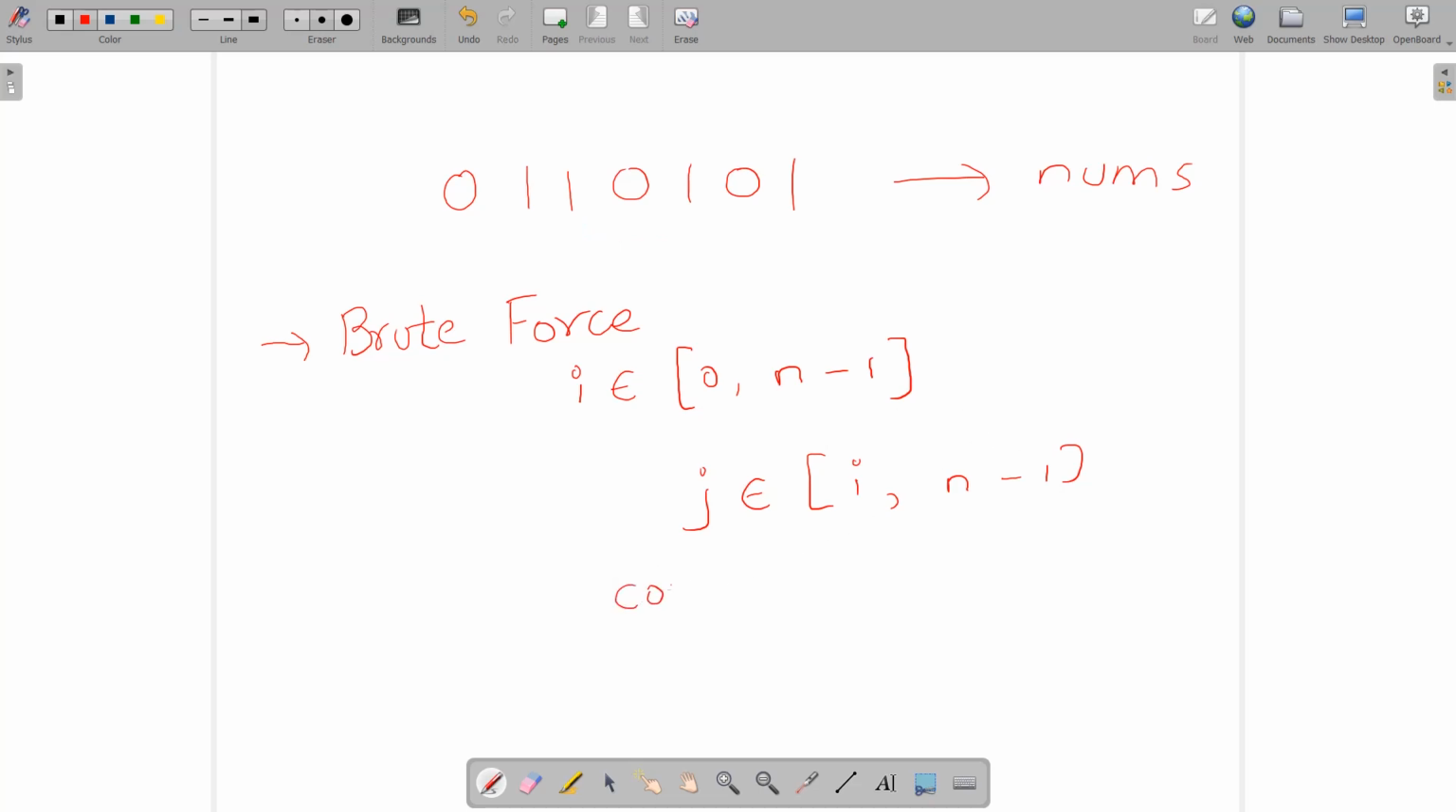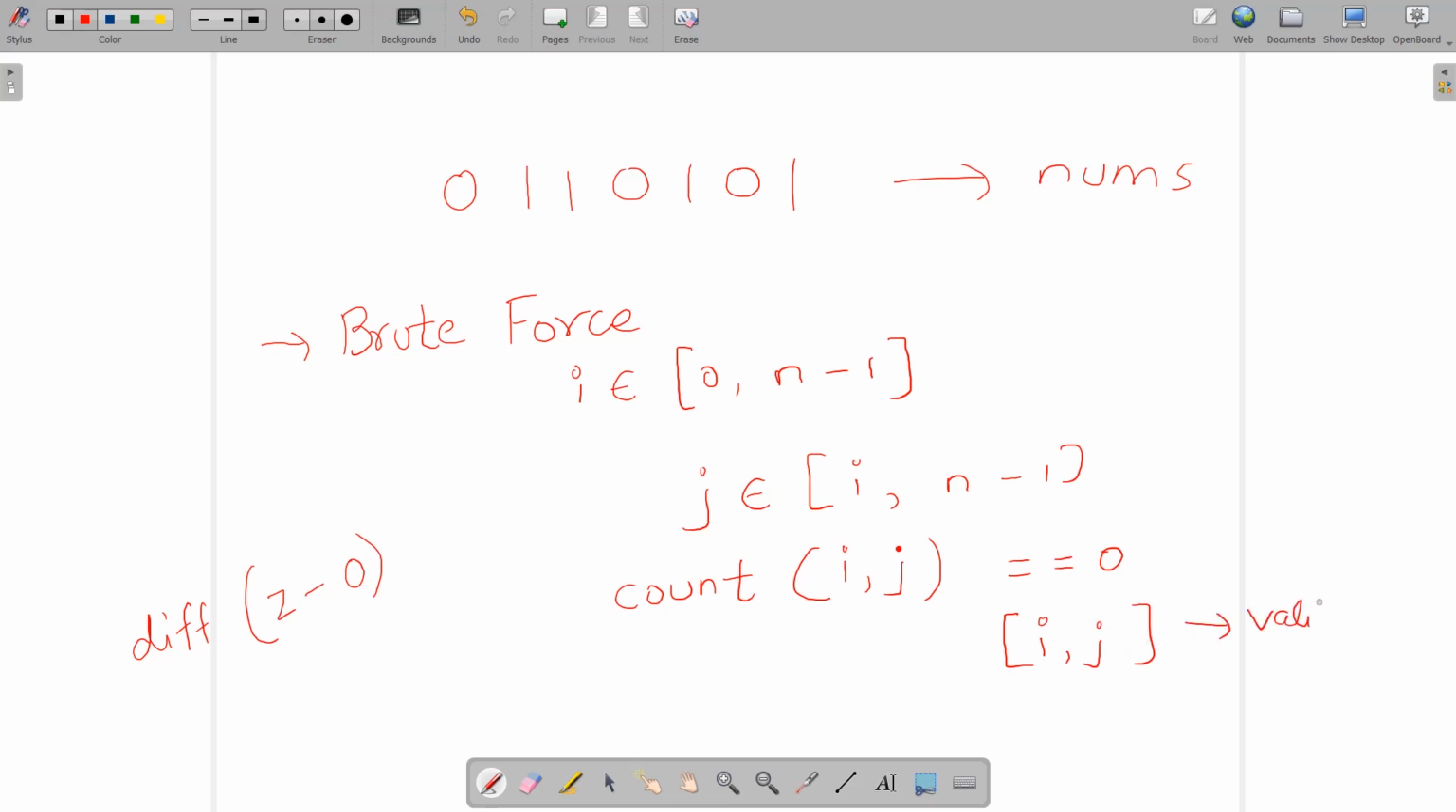Count of i comma j is going to denote the difference between the count of zeros and the count of ones, z minus o. If this difference, count of ij, exactly matches 0, then the subarray i to j is a valid subarray. The length of the subarray is j minus i plus 1, so we need to maximize j minus i plus 1 such that count of ij is exactly 0. If the count of zeros and ones is exactly the same, then the difference comes out to be 0. Otherwise the difference would be either positive or negative. So this is the brute force solution.